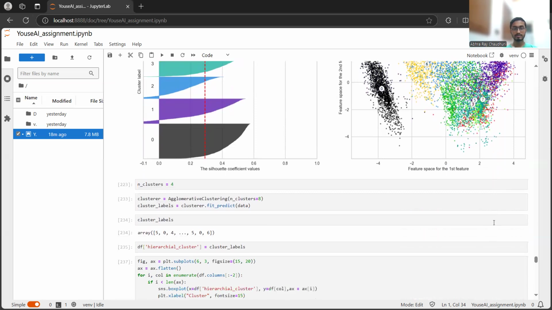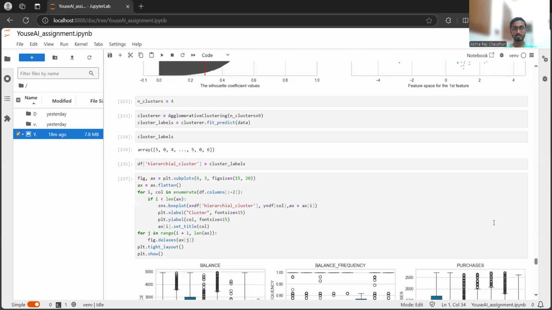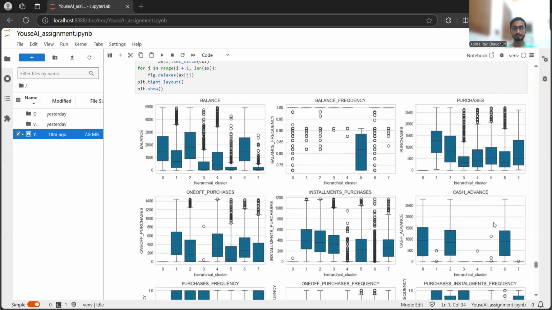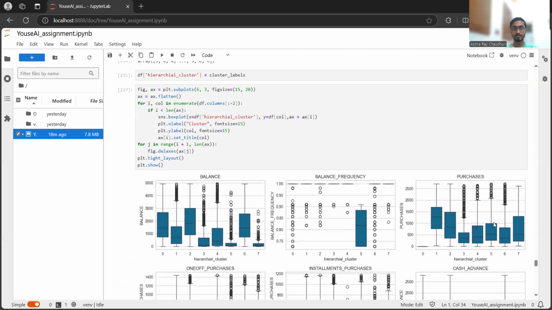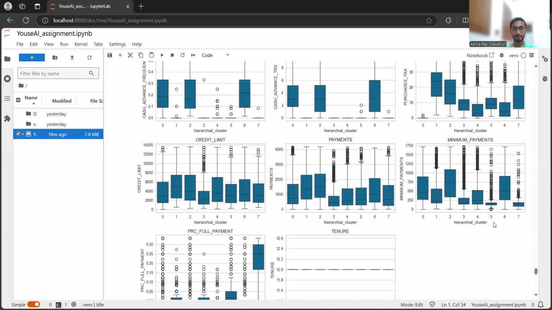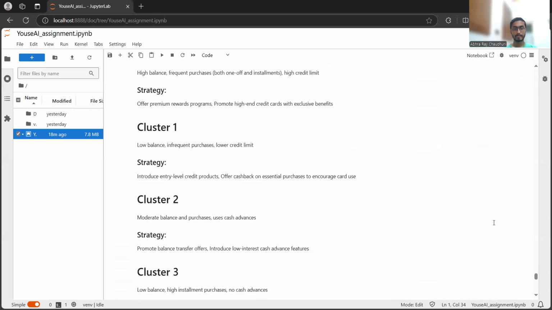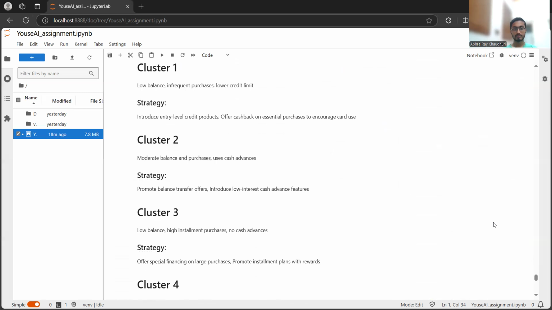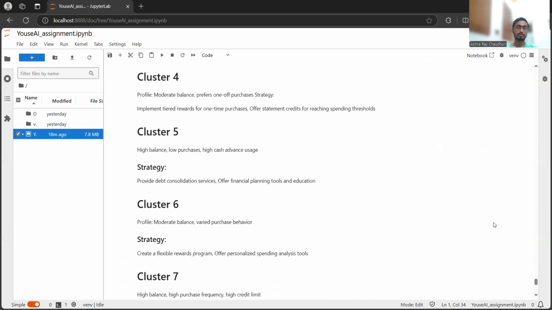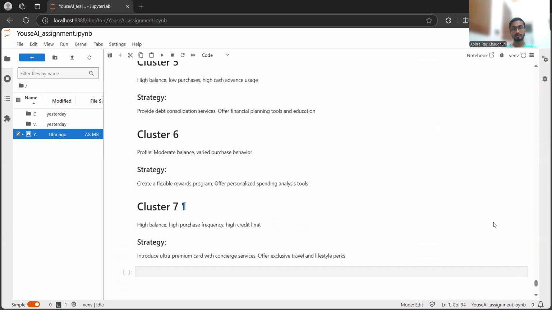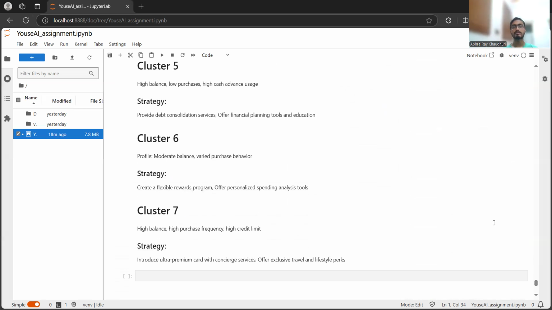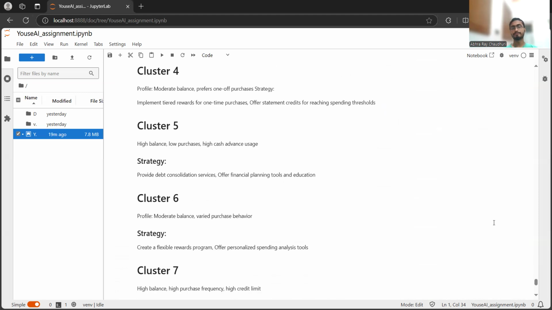We have taken 8 clusters and plotted the box plot. We have formed 8 different types of customers and provided different strategies here. Similar to the k-means clustering, we have also given the profile of the different customers and possible strategies for better marketing purposes.